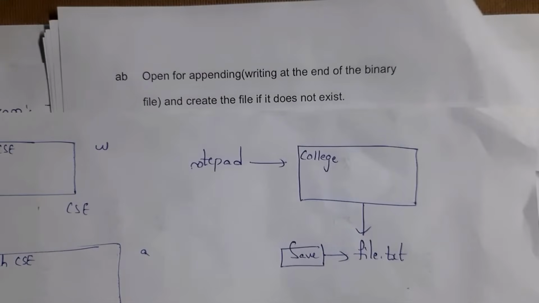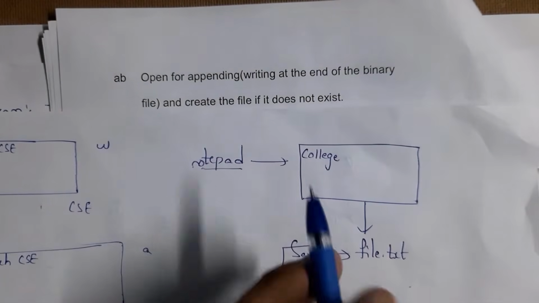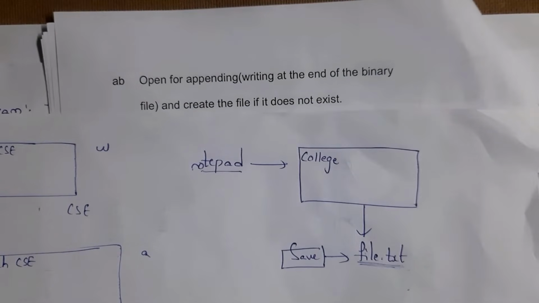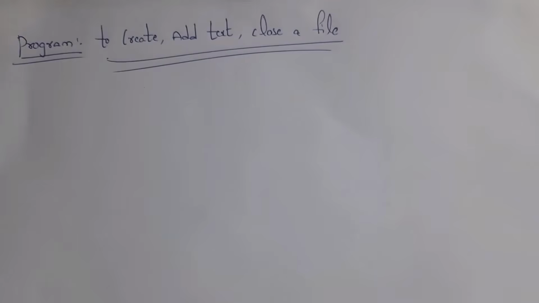Normally, how do we create a file? We go to Notepad on the system and write some text in that Notepad. Then we save that file with some name like file.txt. This is how we create files. But our topic is how to create a file by using C programming. Now I will explain how to create a file, then how to add text to that file, and also how to close a file by using C programming.